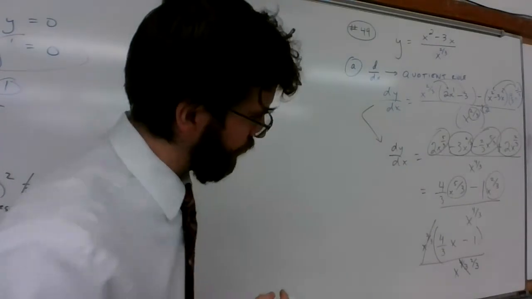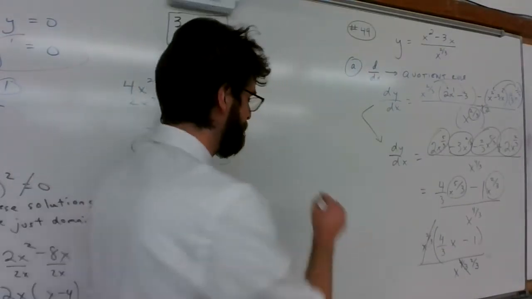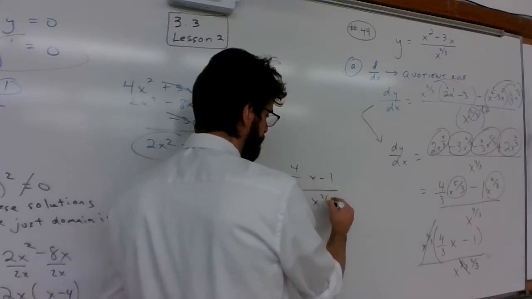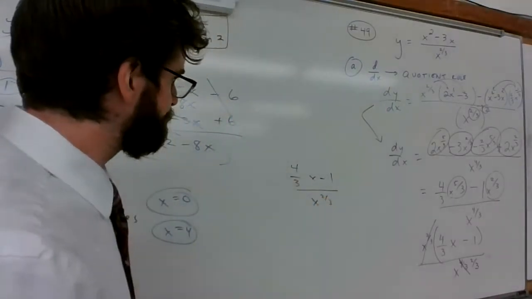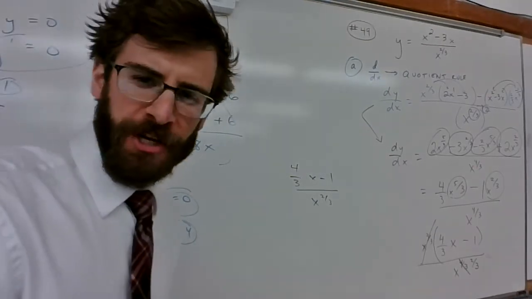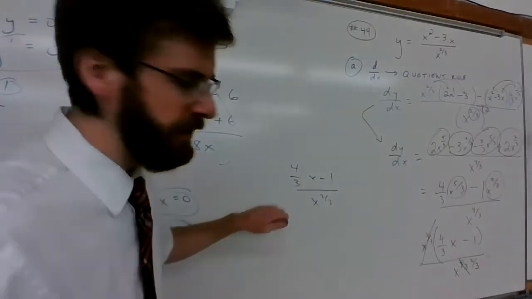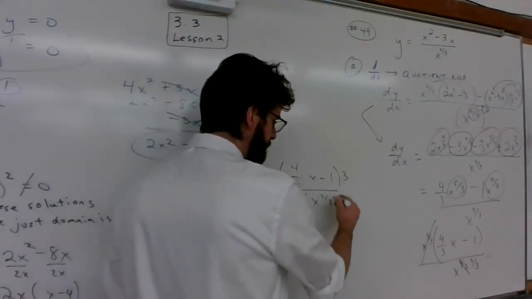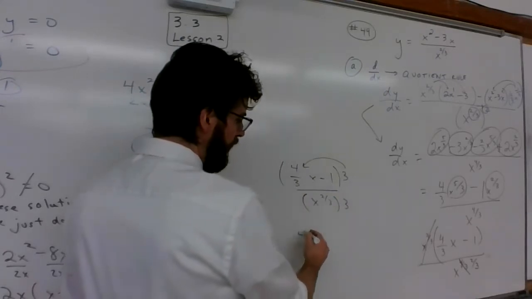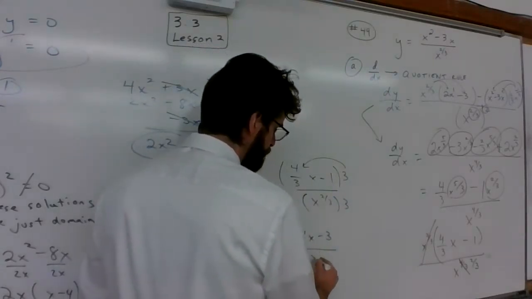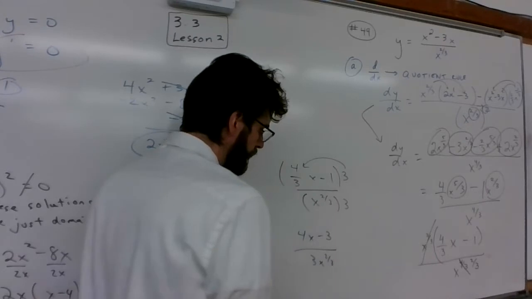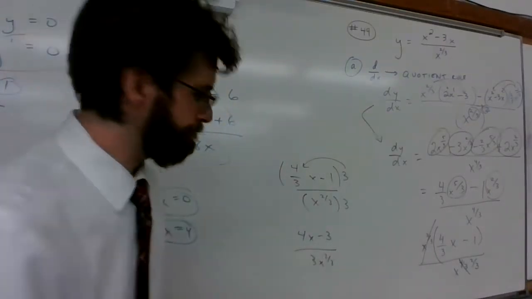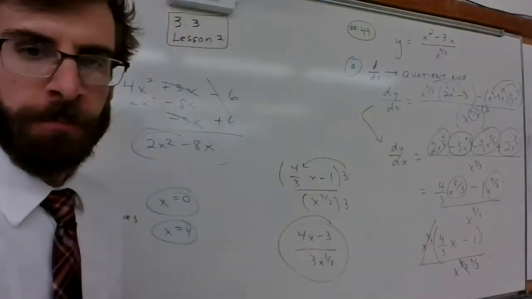So, my goodness, what more do we need to do to simplify this thing? 4/3 x minus 1 over x to the 2/3 power. I guess one thing we could do is get rid of this fraction inside here. So if I multiply everybody on top by 3 and multiply the bottom by 3, that would give me 4x minus 3 over 3x to the 2/3. So this is one way in which we can describe the final derivative for part A.